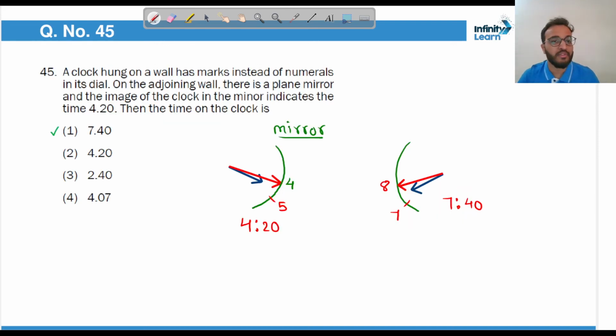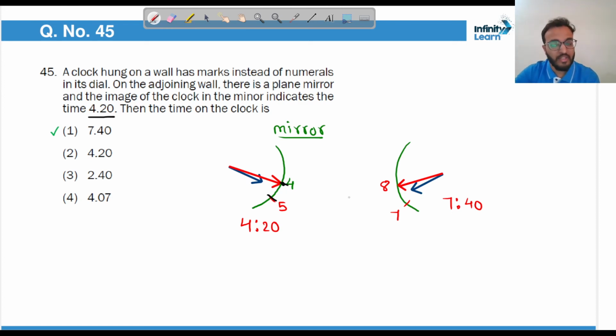45. This is an interesting question. The time is 4:20. See, 4:20 doesn't mean that the smaller hand will directly point at 4. 4:20 means the minute hand will be at 4, 1, 2, 3, 4, but the smaller hand will be a little ahead. The smaller hand will be between 4 and 5. As you can see, the blue one is the smaller hand between 4 and 5.